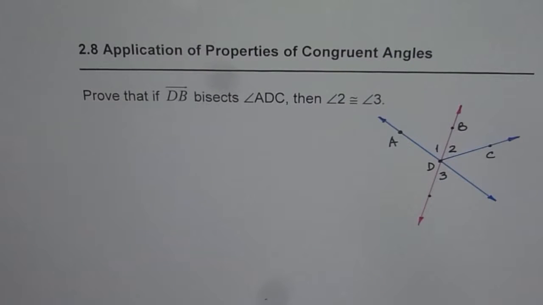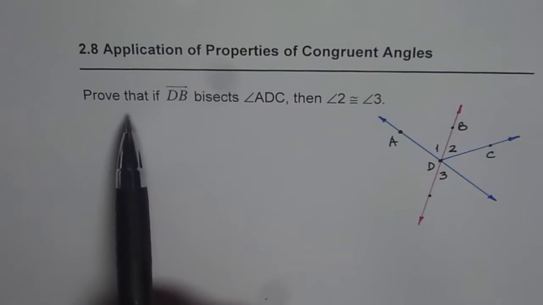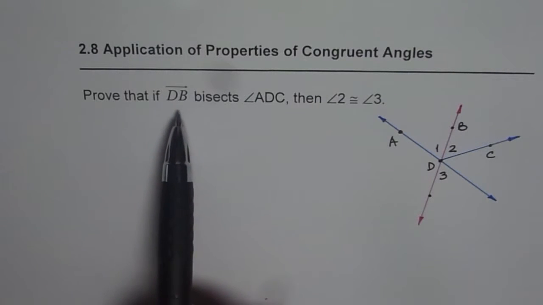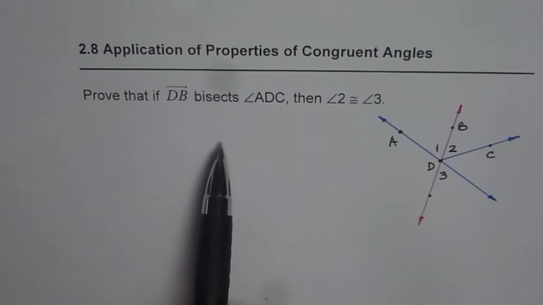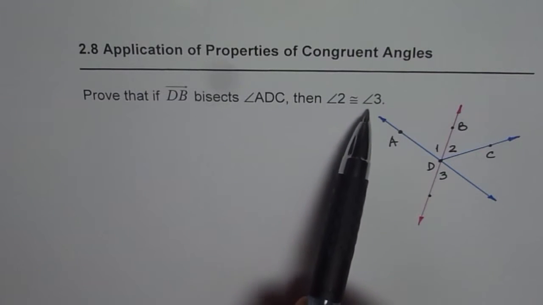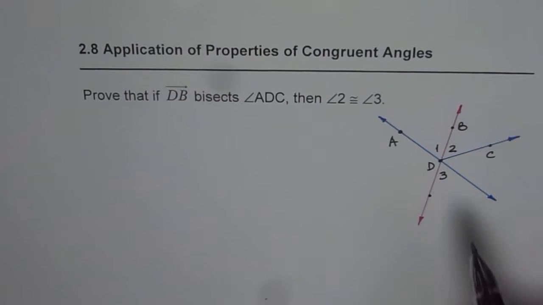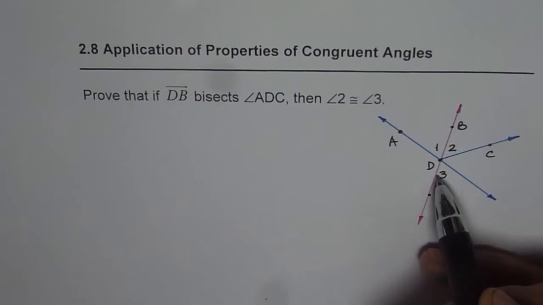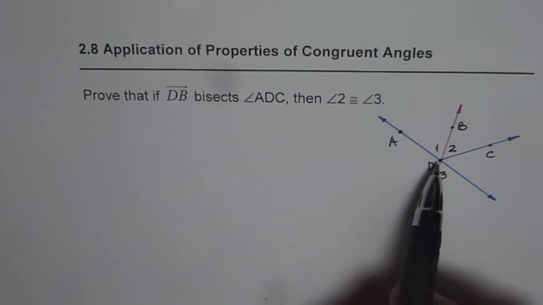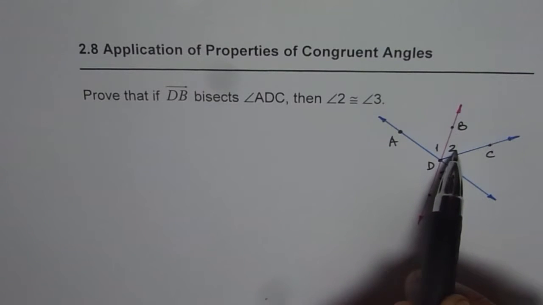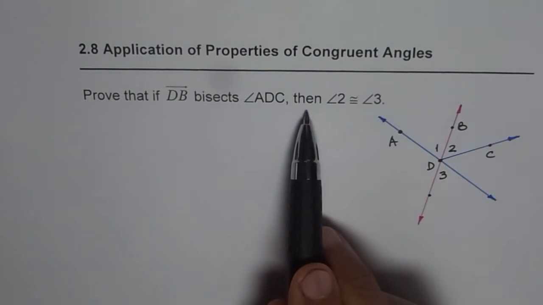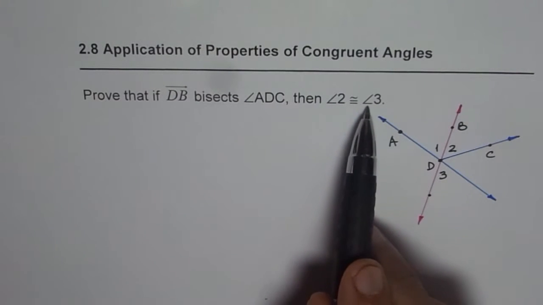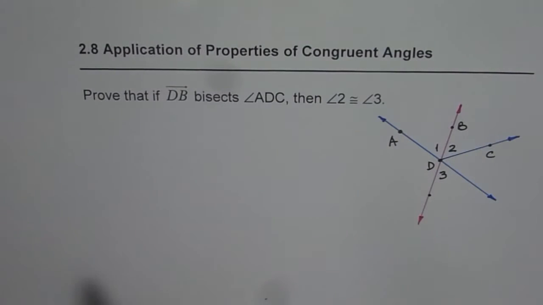I'm Anil Kumar, and in this video we are going to explore the properties of congruent angles and solve a question. The question here is, prove that if line DB bisects angle ADC, then angle 2 is congruent to angle 3. So we are given a line which is DB. It bisects the angle ADC, that means angle 1 and angle 2 are congruent. Then we have to prove that angle 2 is congruent to angle 3, that means these two angles are congruent.